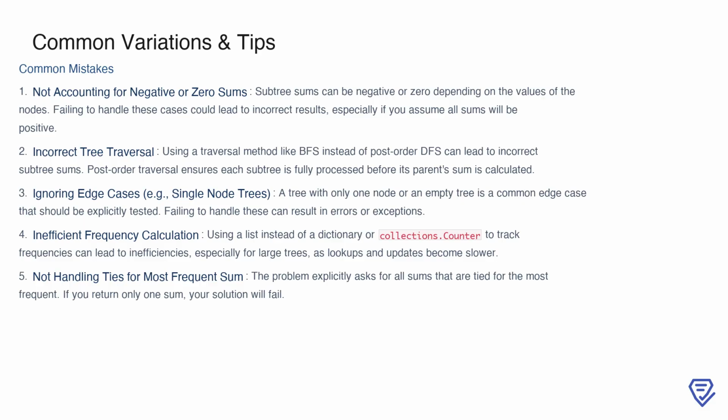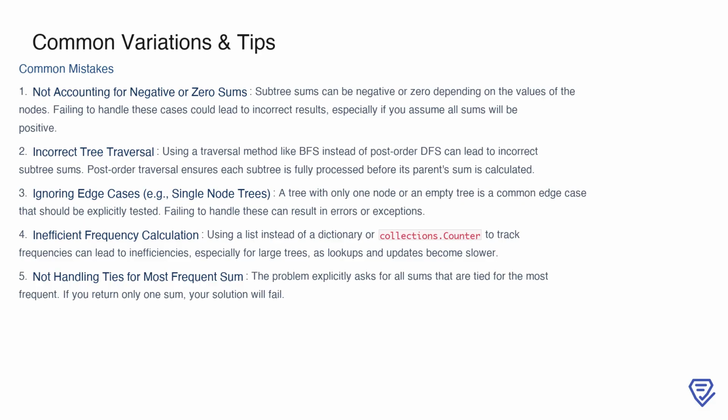Another frequent issue is using the wrong tree traversal method. For this problem, post-order DFS is critical because it ensures each subtree is fully processed before calculating its parent's sum. If you were to use BFS or another traversal method, you might compute sums incorrectly.